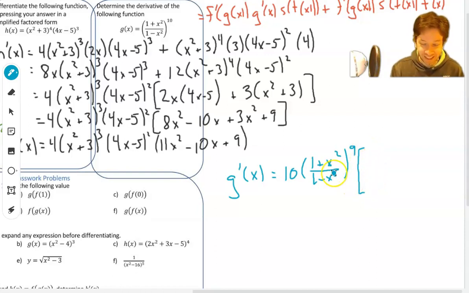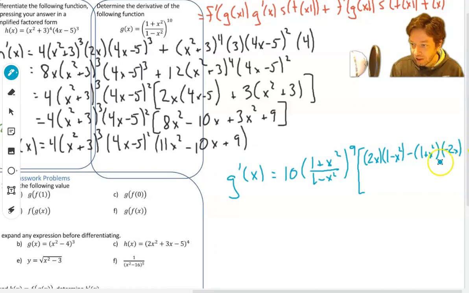So first we're going to take the derivative of the numerator, which is 2x. Multiply that by the denominator, so 1 minus x squared. And then we're going to subtract the numerator, 1 plus x squared, multiplied by the derivative of the denominator, which is minus 2x. And then divide by the denominator squared. So (1 minus x squared) all squared.